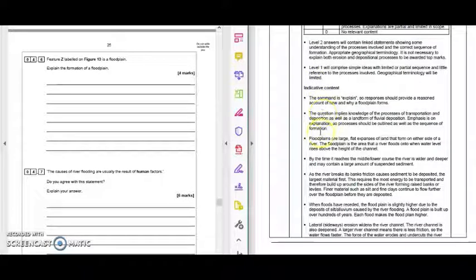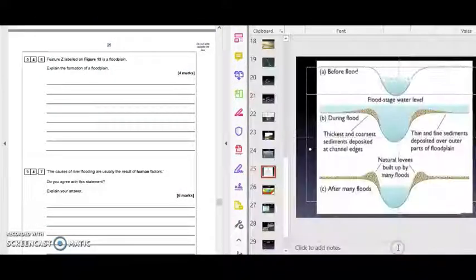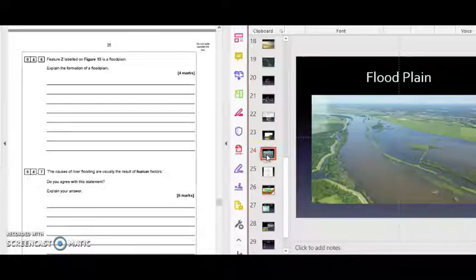So we could start by saying what they are. Floodplains are large, flat expanses of land that form on either side of the river. If we have a look at the diagram, this is basically your floodplain area. So either side of the river, when it floods, it's going to be underwater.